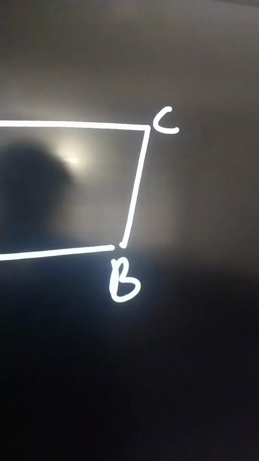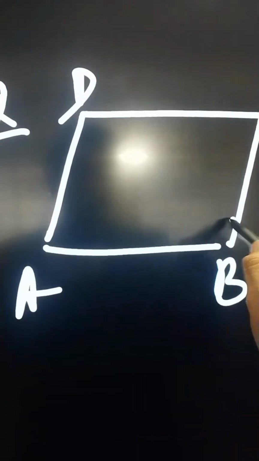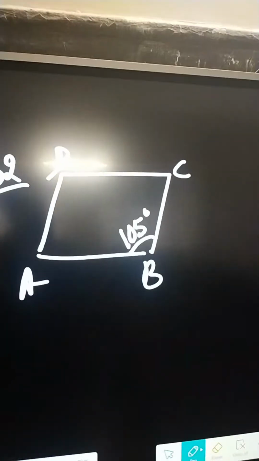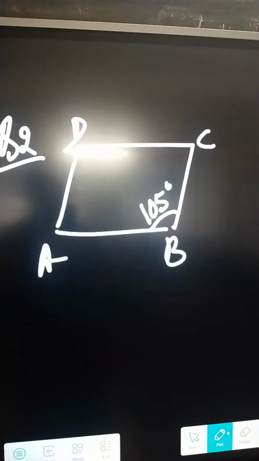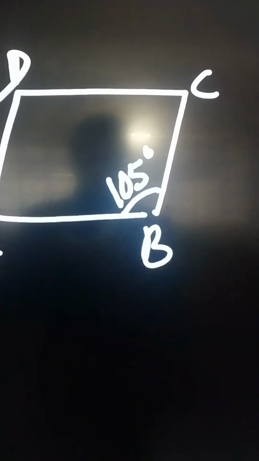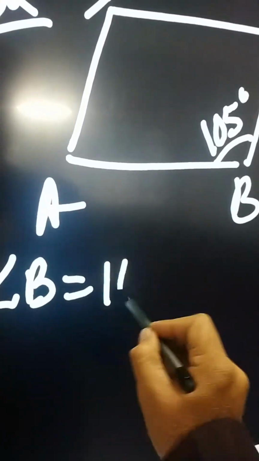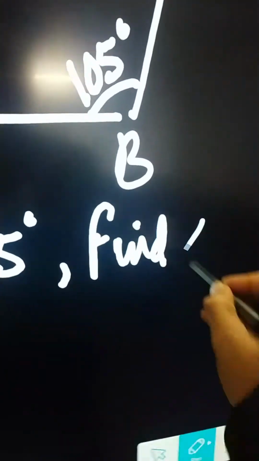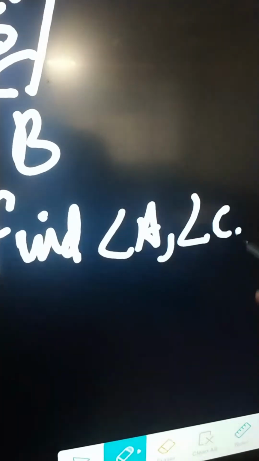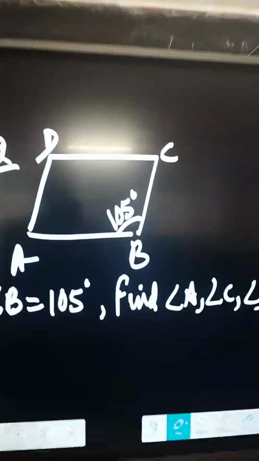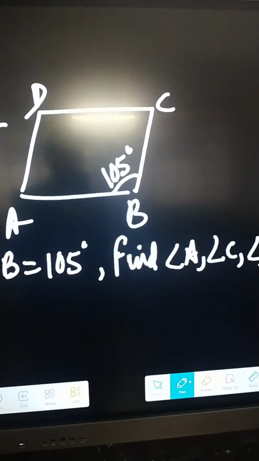ABCD is a parallelogram. Its one angle is 105 degrees. Find the remaining angles. So it says angle B is equal to 105 and we have to find angle A, angle C, angle D. Find three angles. Only one angle is given, you have to find all the angles.